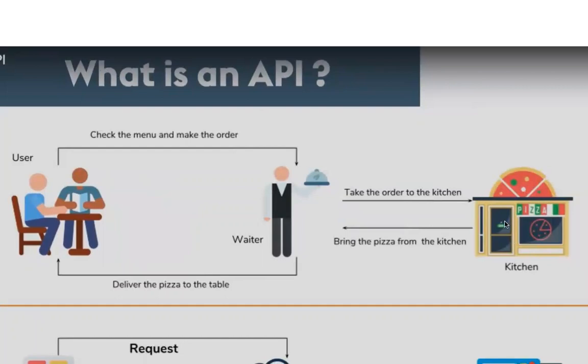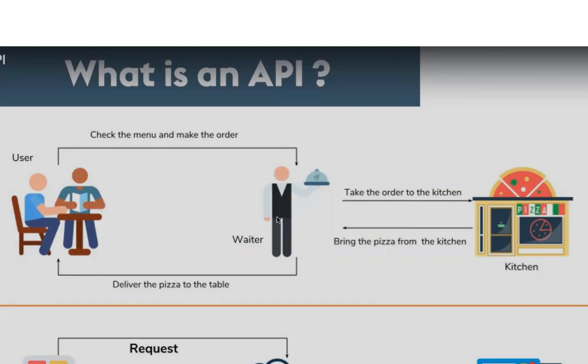Understood? In the kitchen, who will be there? The chef will be there. What will the chef do? He is going to take that request, whatever the waiter brought, and prepare that item for us, and he is going to give it back to the waiter. That we can call the response. That response he will give again to the customer.